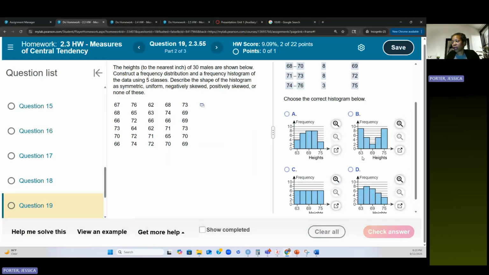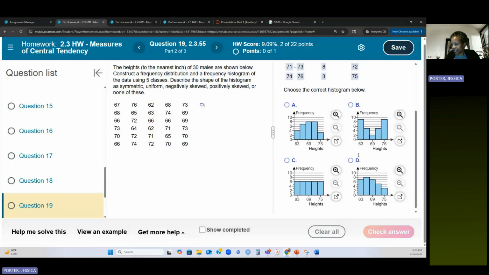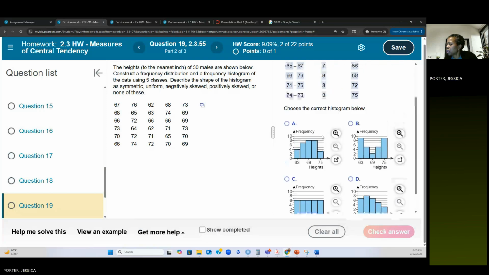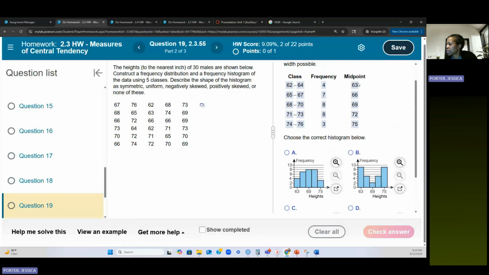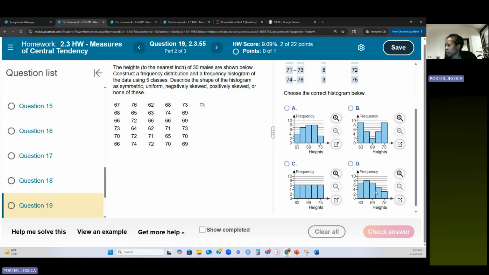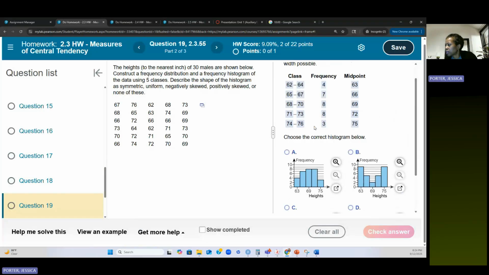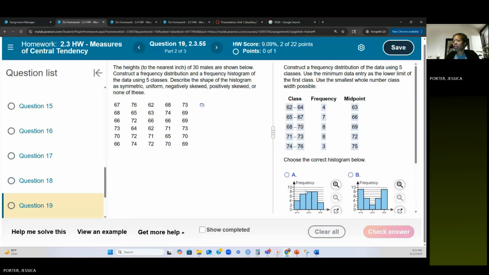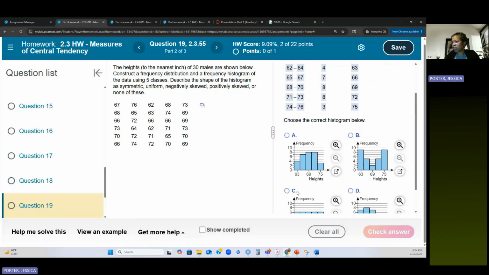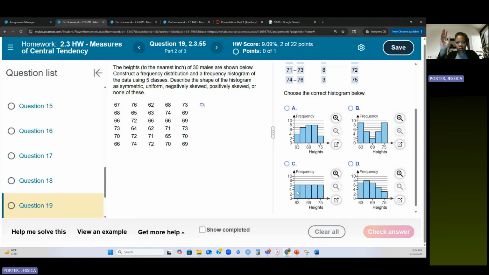Now they're asking us for the histogram. Well, you could look at what you have here. Like at 63, you're at 4. So that's here. And what else? Oh, there's only one. There's only one graph where 63 has 4.